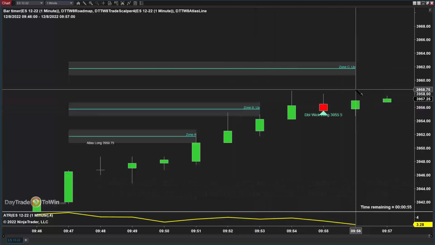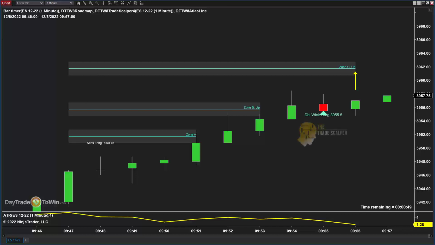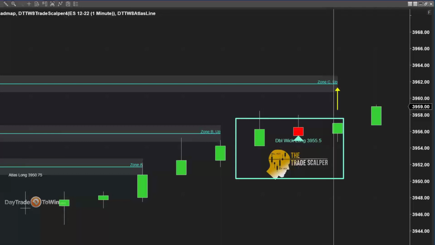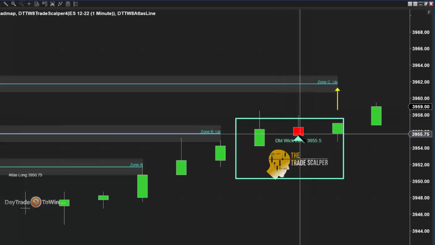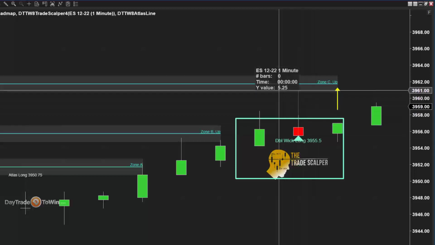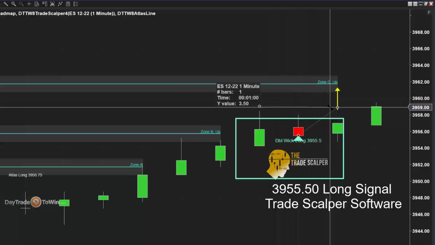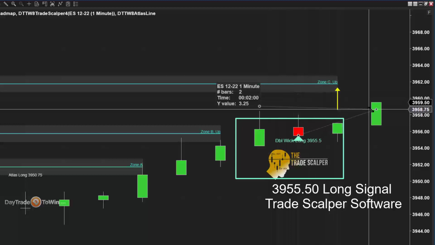So what you're seeing here are just two separate software. One is the roadmap, and one is the Trade Scalper. The Trade Scalper is giving these signals here. Double wick long is one of the signals, one of the methods that is taught in the Trade Scalper program. And the idea here is to go long based on this price, 39.55.50, I'm sorry.